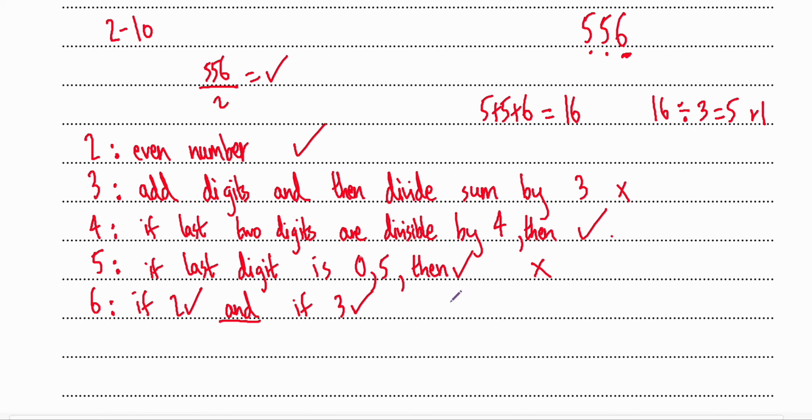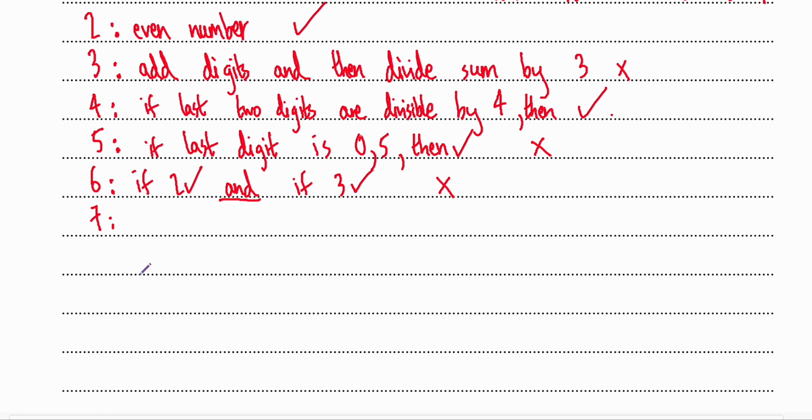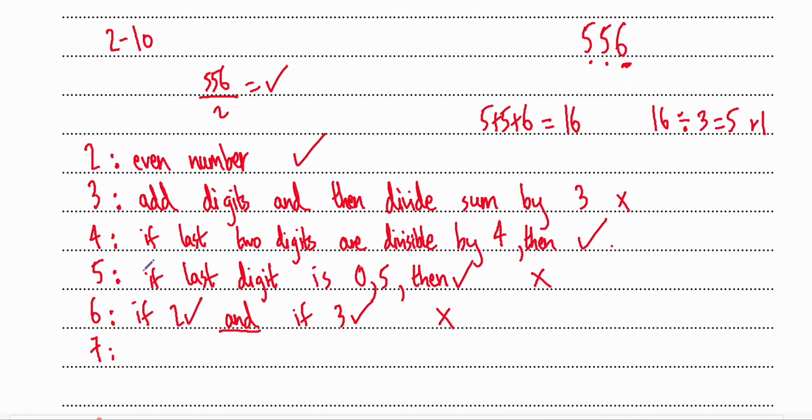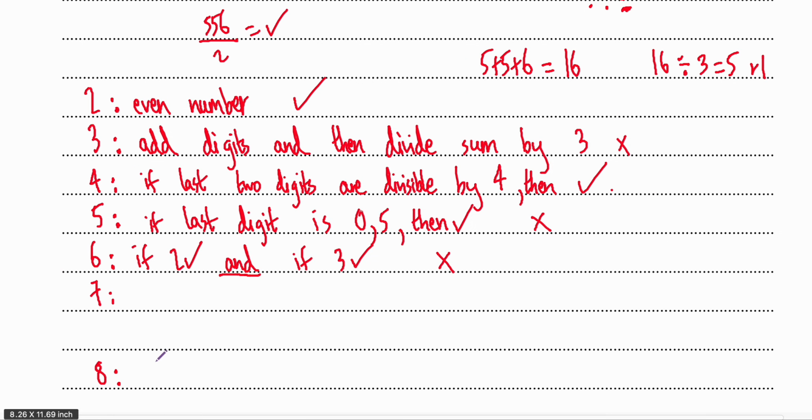So that means that this is not going to be divisible by 6 in our case. What about 7? Well, we'll come to 7 later because that's the most difficult one. So let's leave 7 out. 8 is not that useful in our case because you need to check if the last 3 digits are divisible by 8. It's not useful in our case because we only have 3 digits, 556, so that's not very useful.